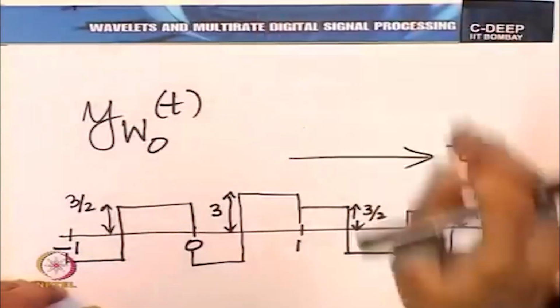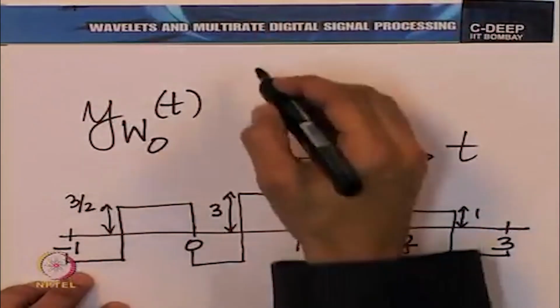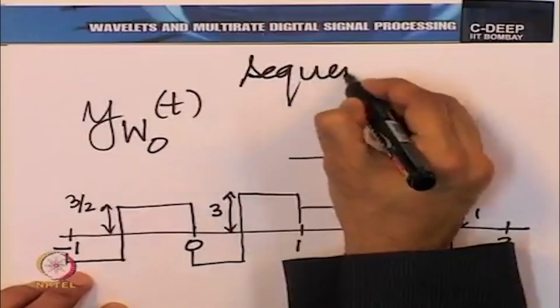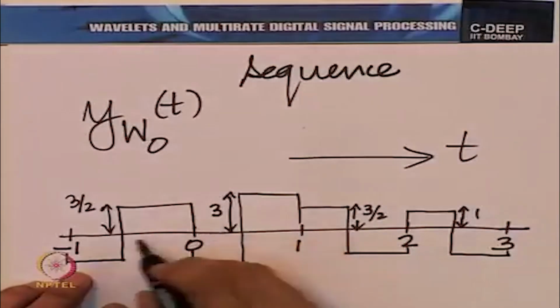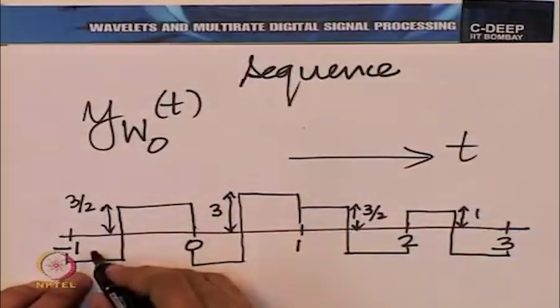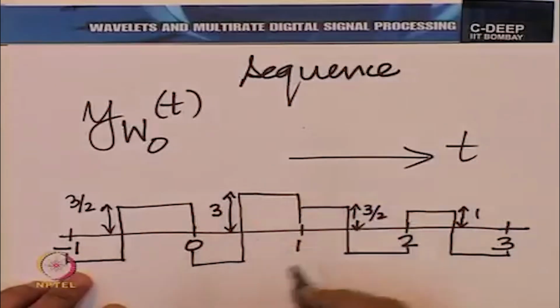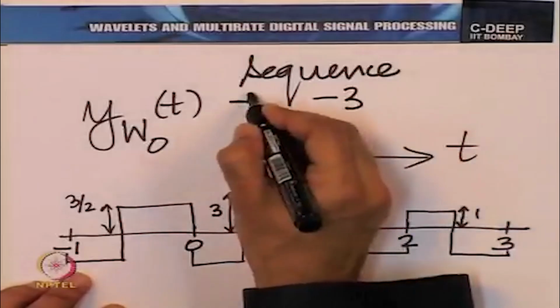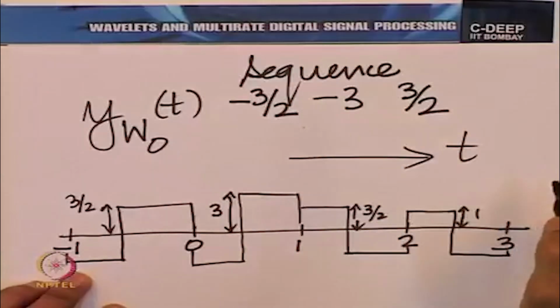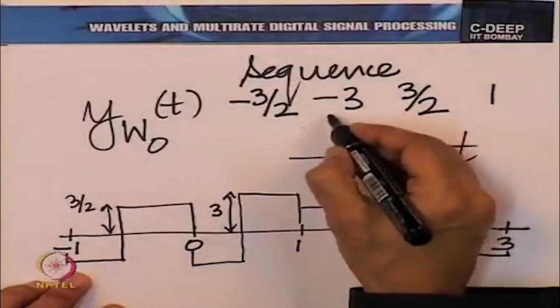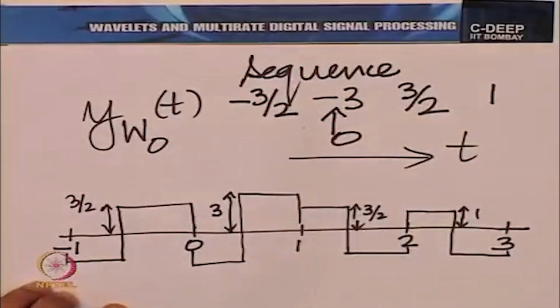And similarly, we can put down a sequence corresponding to the projection on W 0. So, the sequence here would be, well, remember, this is minus 3 by 2 at minus 1, minus 3 at 0 and so on. So, minus 3 by 2, plus 3 by 2 and plus 1 with the minus 3 put at the point 0. That is the sequence. Now, we have also seen the filters that correspond to this.